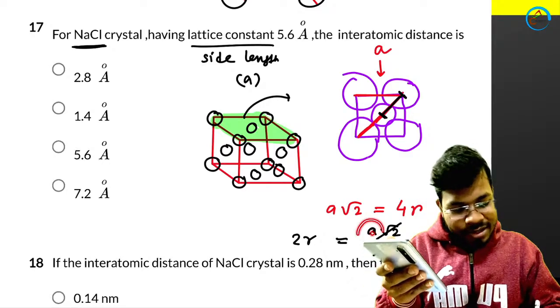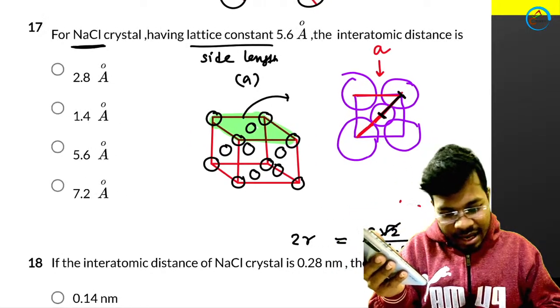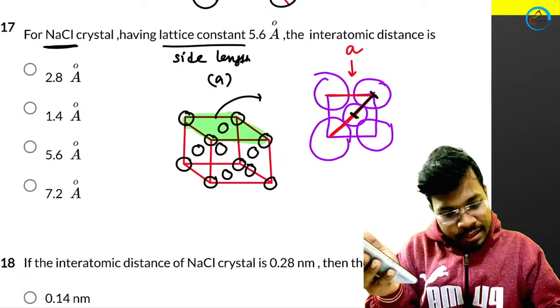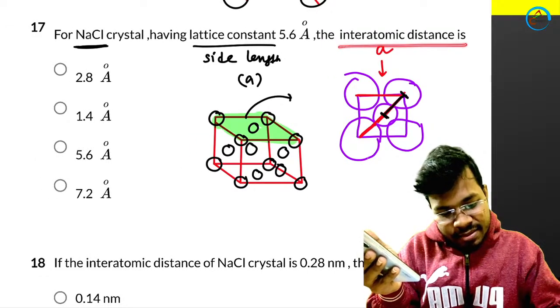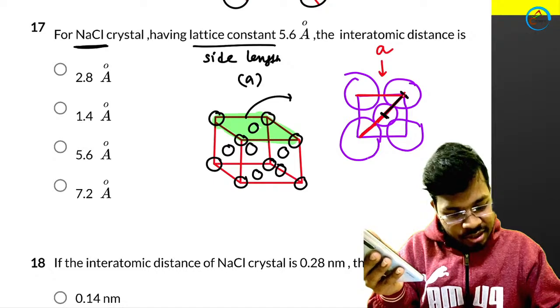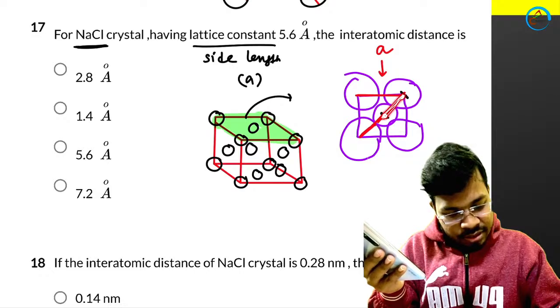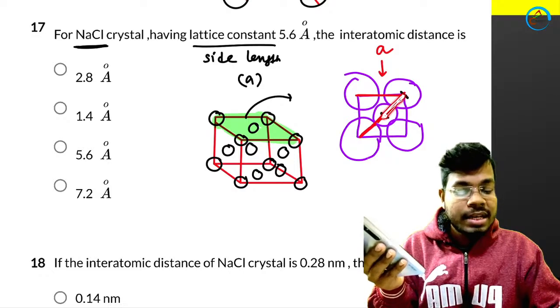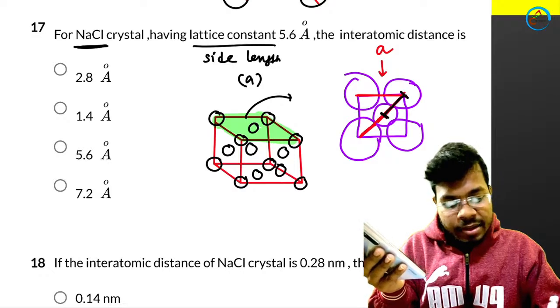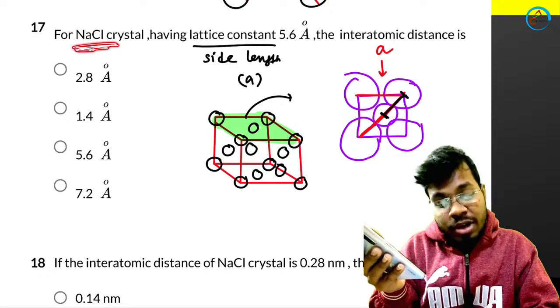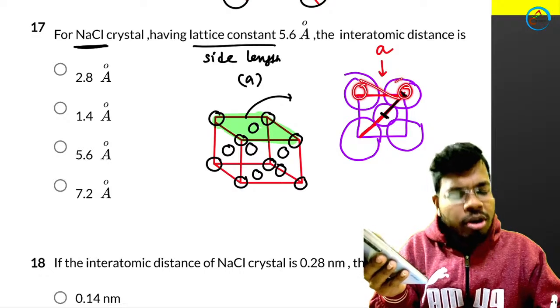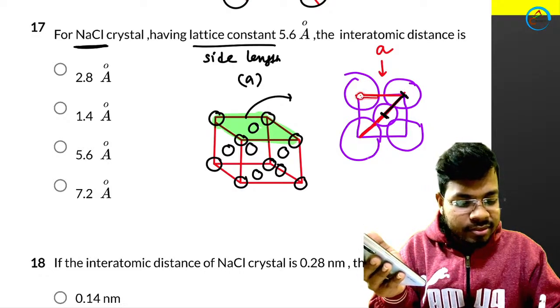Okay, 5.6 is given. What am I doing, guys? Actually, I solved this problem. Where am I making mistakes? Okay, once again, the interatomic distance is what? This distance to this distance. Pritham, how is that possible? NaCl is an FCC lattice, right? For FCC, these two will not touch, so you cannot say that.